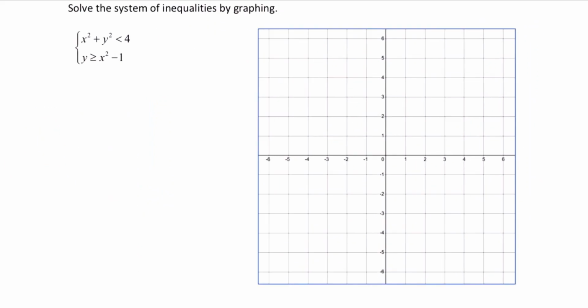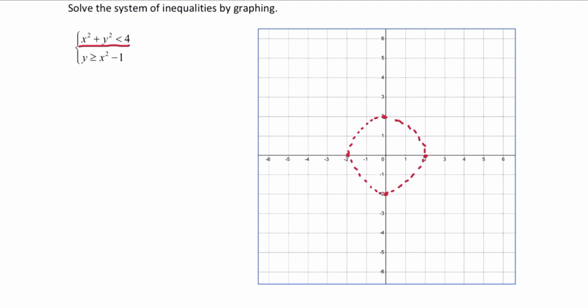In this example, we will again graph the system. Up first, we have the equation of a circle centered at the origin with a radius of 2. And notice this time that circle is going to be a dotted circle because the inequality is a strict inequality. So dotted circle.